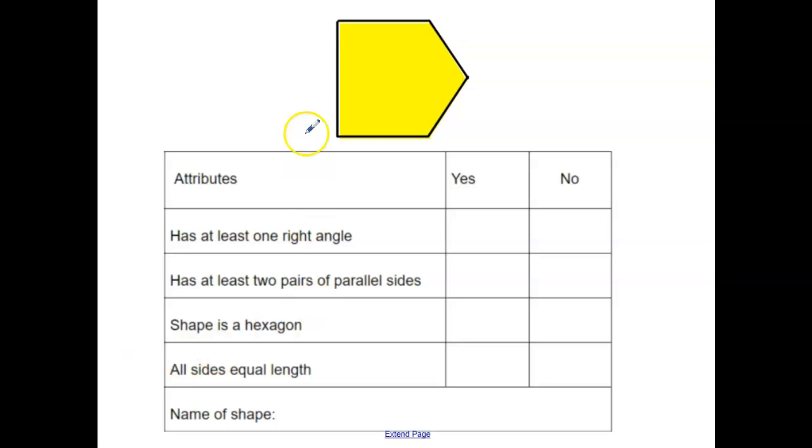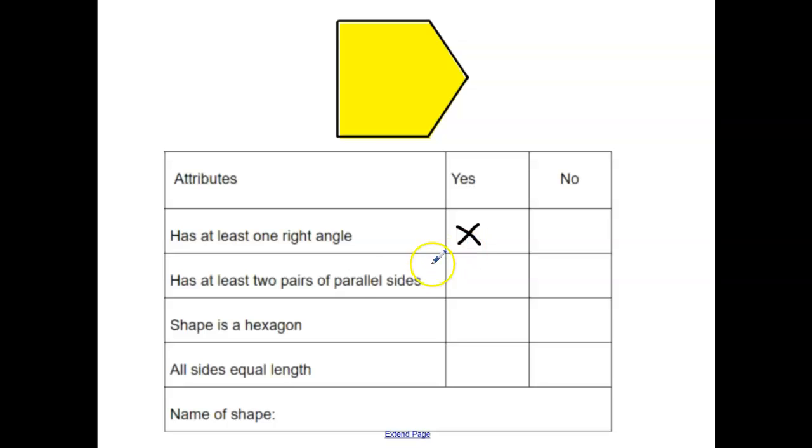Does this pentagon have at least 1 right angle? Is this a right angle? Yes. Is this a right angle? Nope. Are these right angles? No. What about this angle? Is this a right angle? Yes, there are 2 perpendicular straight sides that meet. So does this pentagon have at least 1 right angle? Would you say yes or no? You're right, you would have to mark yes, because not only does it have at least 1 right angle, it has 2 right angles.